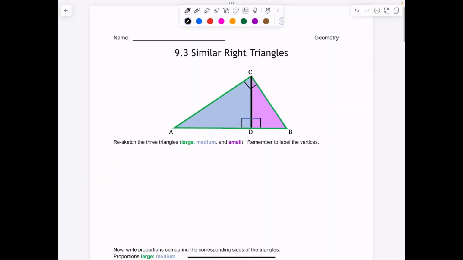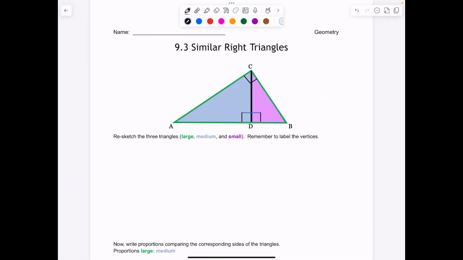In this video, I'm going to go over how to use similar right triangles to help us find some missing side lengths. Now, we've already kind of done this activity in class. So if you're watching this video after you've done the CLT in class, this is going to be just a review of that. If you were absent or missed it for some reason, then this will be good to watch to set everything up.